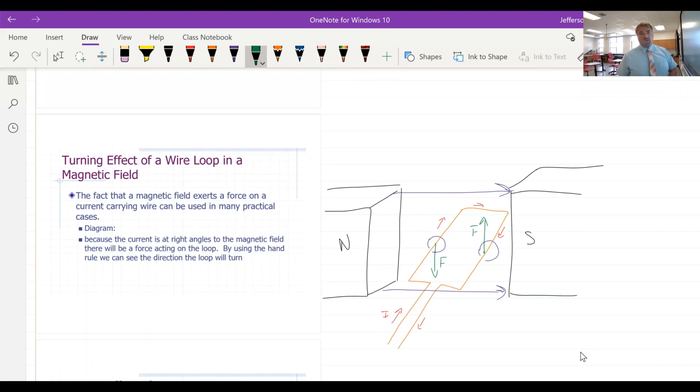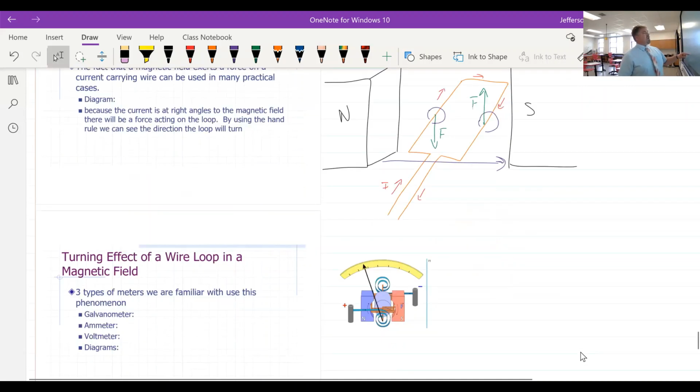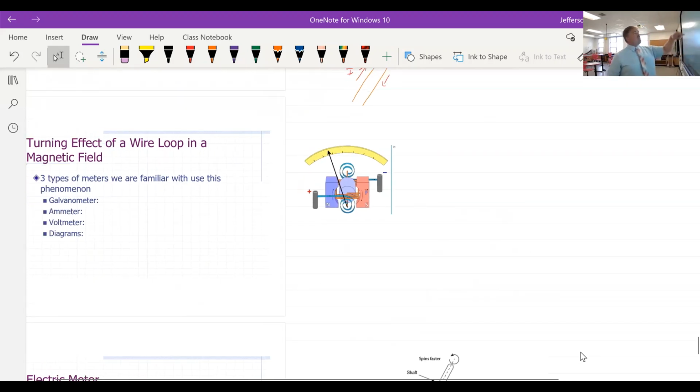And so if you push down on one side and up on the other, that's going to cause that whole loop to turn. And this is the foundation behind a lot of our meters that we've used. What you have a picture of here is what's called a galvanometer. And what a galvanometer does is it uses this turning effect to measure how much current's going through. It's hooked up to a spring, and I'll highlight the spring. The spring's right here. That would normally keep it straight up and down. Well, the more current you put in, the greater amount of force it's going to cause it to turn.